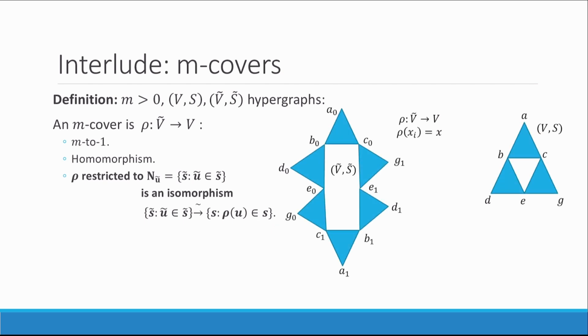So if we look, for example, at these two hypergraphs and the function that sends a0 and a1 to a, b0, b1 to b, and so on, one can observe that this is a 2-to-1 function. It sends hyperedges, which are represented as triangles that contain the three endpoints. You can see that every triangle here is mapped to a triangle here. Finally, if we look, for example, at this vertex v0 and its neighborhood, we can see that rho maps it isomorphically to the neighborhood of the image B.